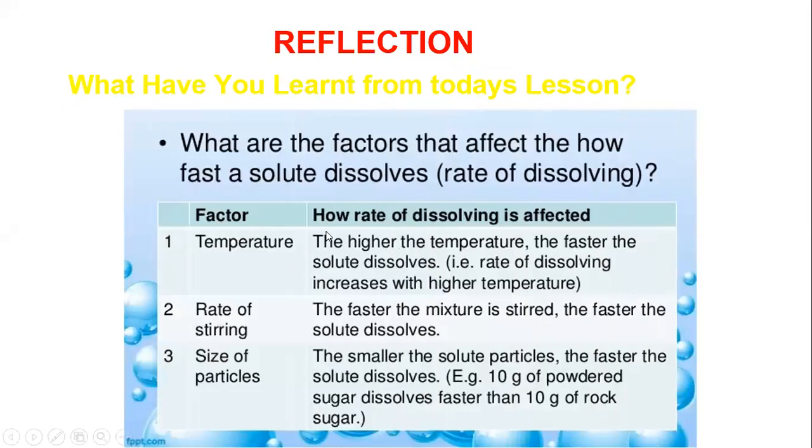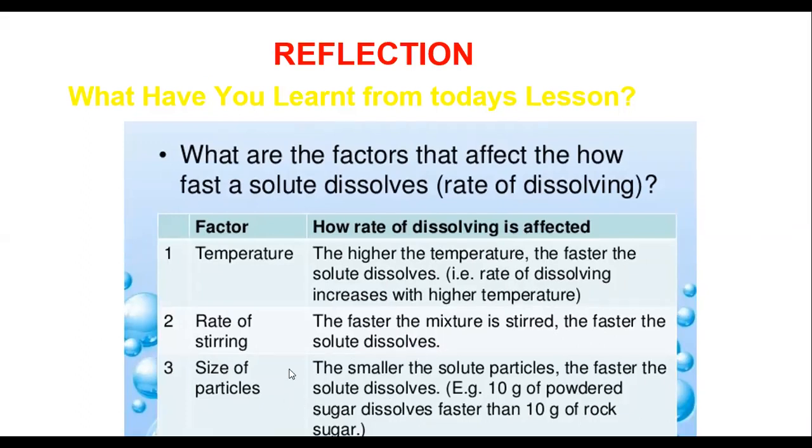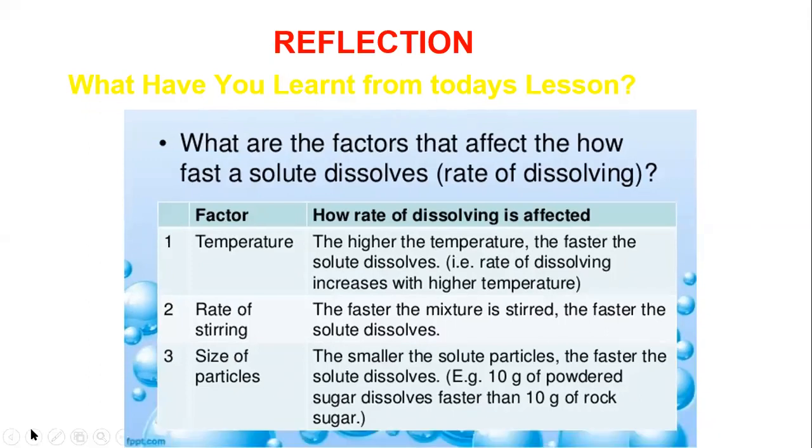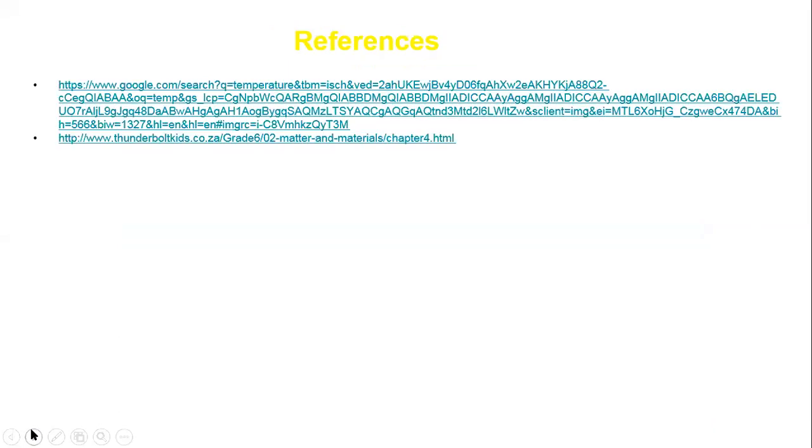So what did you learn from the lesson today? You learned basically that the higher the temperature, the faster the solute dissolves. So the rate of dissolving increases with higher temperature. Then you learned that the solute dissolves faster when you stir it, and that the smaller the particles, the faster the solution dissolves.